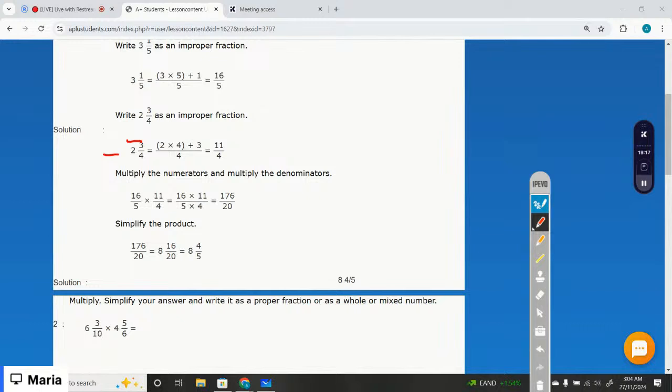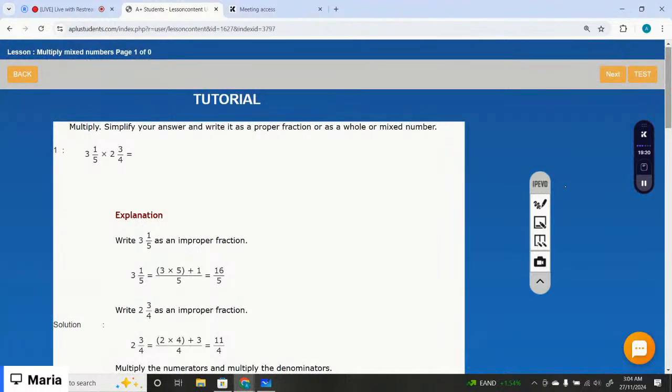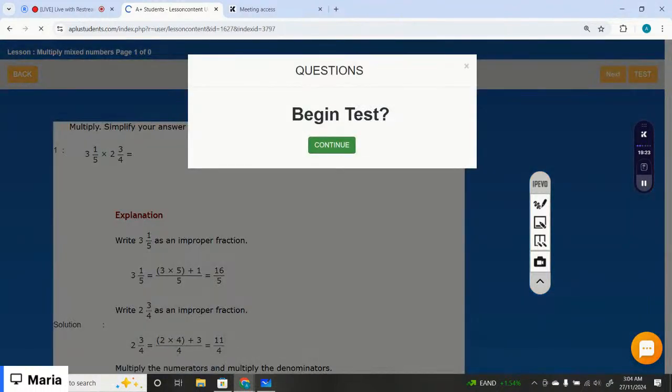Got it? Let's just start with the test questions. The questions on the tutorial are already solved. You can have a look at them later today.